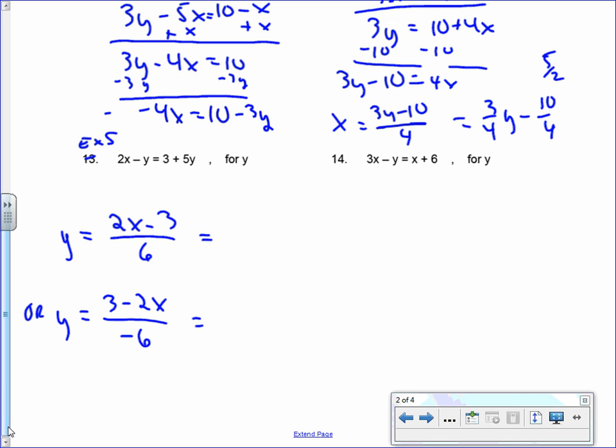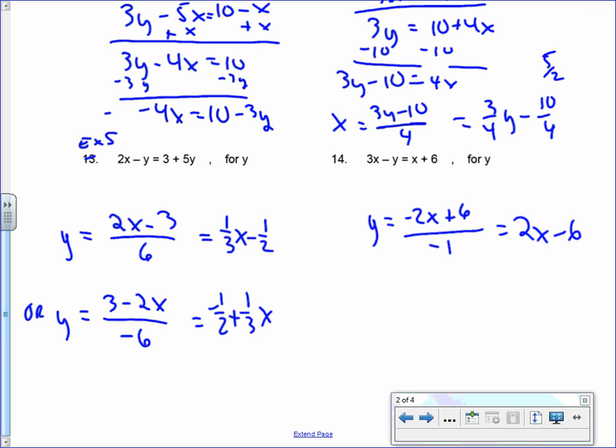The final answer on this one is the same for both of them: 1/3 x minus a half, or negative a half plus 1/3 x. Solving for y again. Probably everybody did it this way. But a different way I'll look at it, it's just at the same time. Okay?